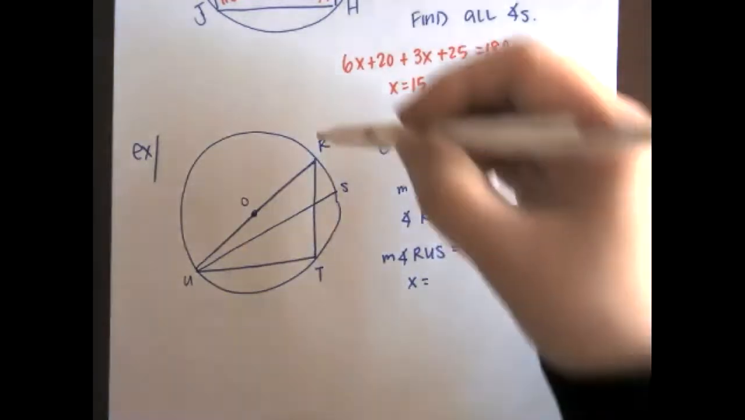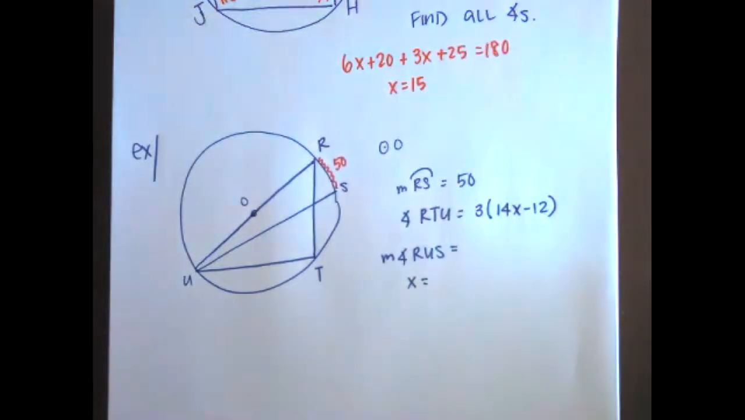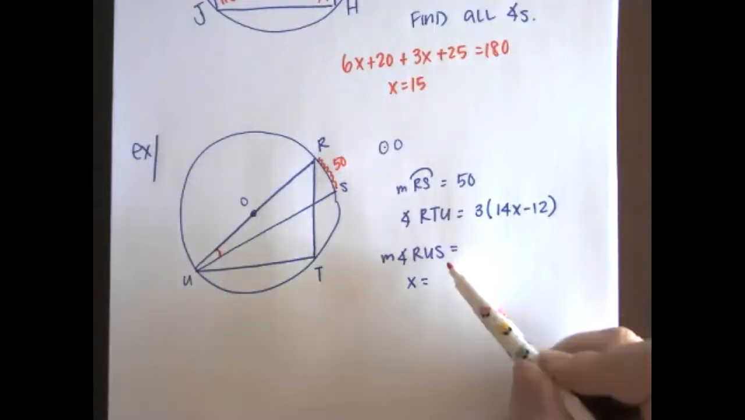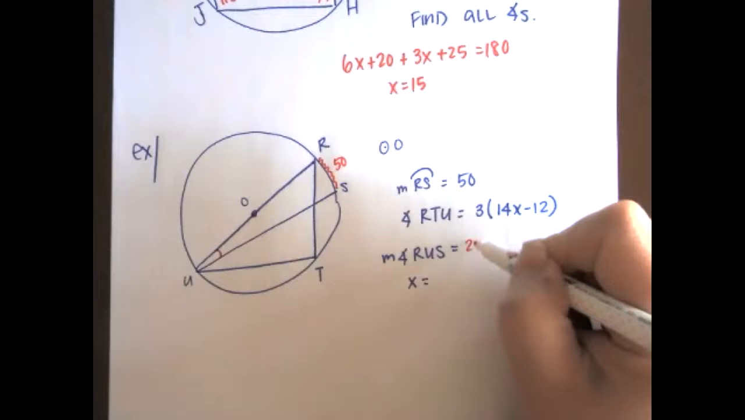Let's start with arc RS. This is 50 degrees. That arc is the intercepted arc for which angle is this angle here, which is what we're asking for, angle RUS. So half the arc, so that's 25.